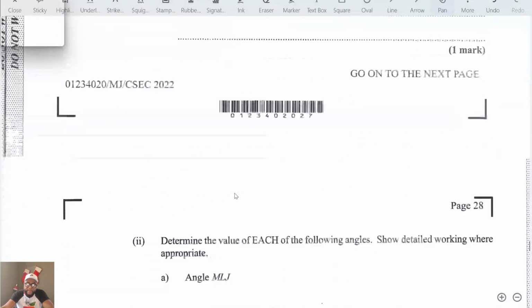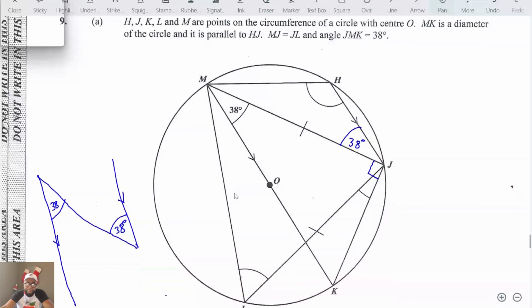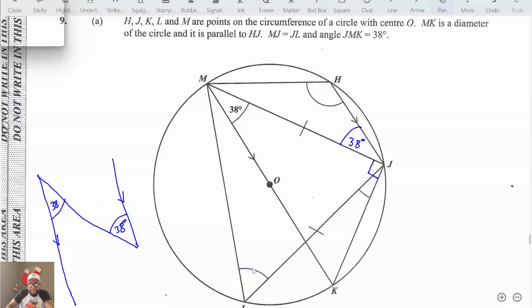What do we want to find? We want to find MLG. M to L to G. That's this one here. MLG. Let me hear y'all. What are your ideas for MLG? Anybody? Very good, Andrew. 38 plus 90, and then you minus it from 180, you'll get this one here, right? And after we get that, we're going on with these two angles at the top here. What is the law for this? Angles from a common chord. So we can say angles in the same segment are equal.